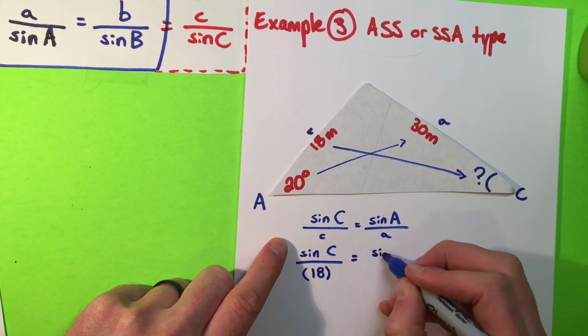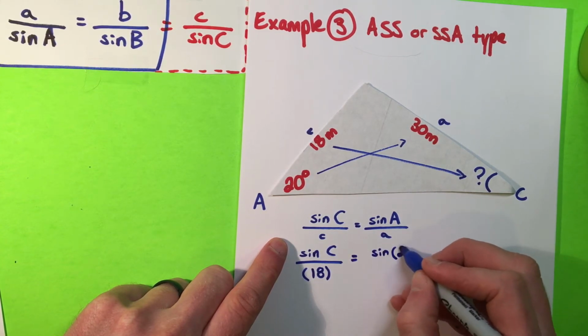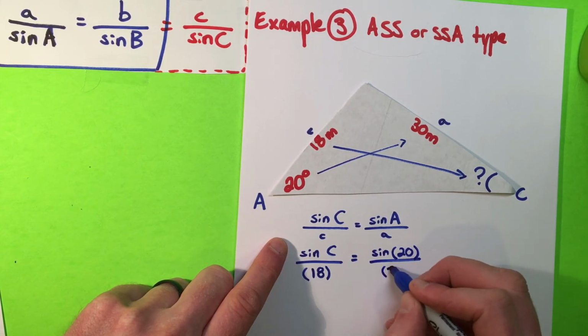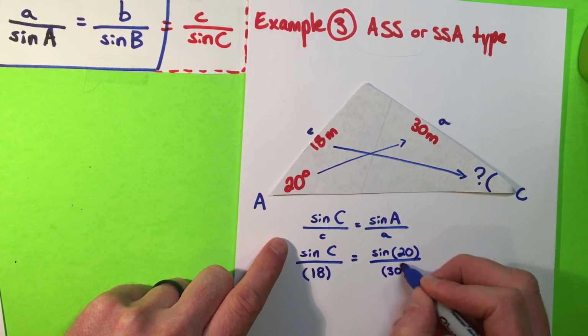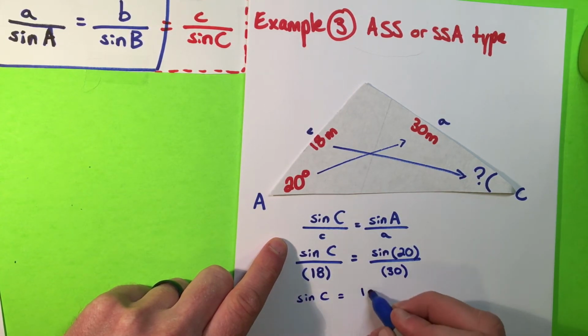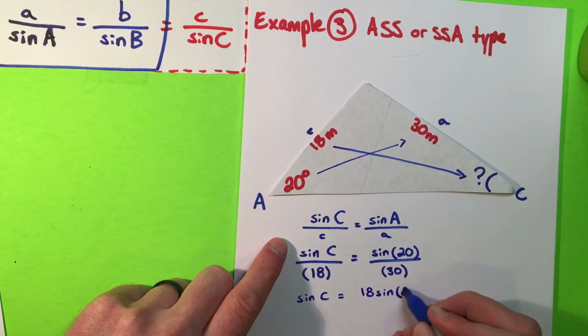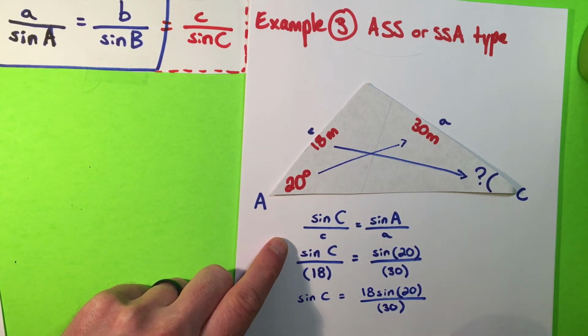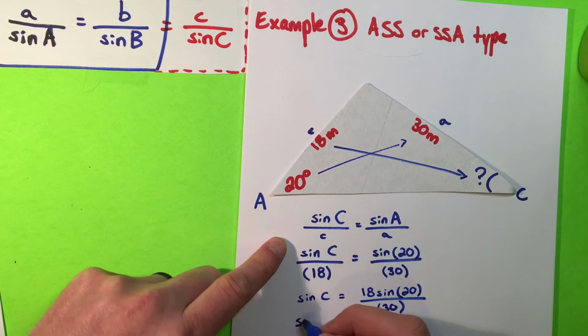So now let's fill in our information, but now we have to solve for this big C. We have to get big C by itself on one side of the equation. So let's get rid of that 18 on the bottom. How we do that is we multiply by 18 on both sides. This will get rid of it on the left side, and it's going to multiply it on the top of the right side. So now we have sine C equals 18 times sine 20 over 30.